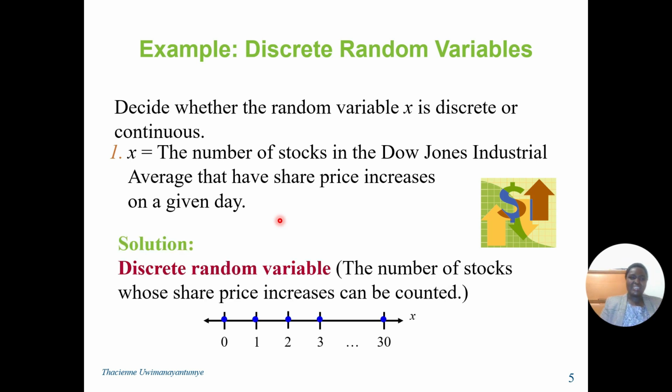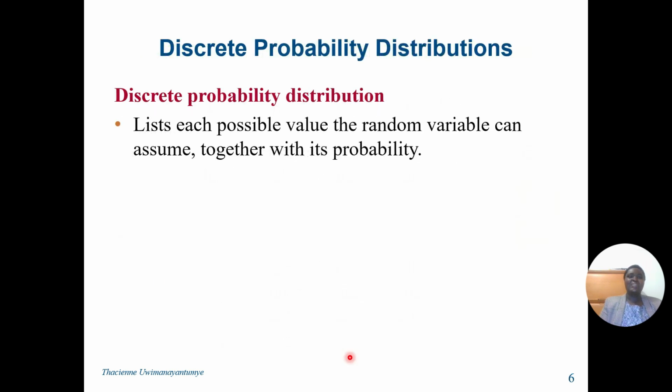So this is a discrete random variable because the number of stocks whose share price increases can be counted. You can count them like 0 stocks, 1 stock, 2 stocks, 3 stocks, 10, 30 stocks, 100 stocks, 1,000 stocks. So you can count them. So this is a discrete random variable.